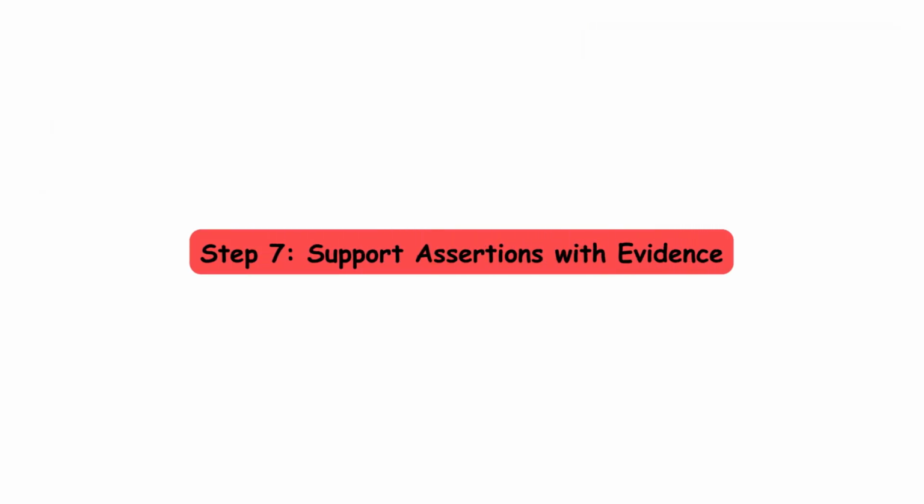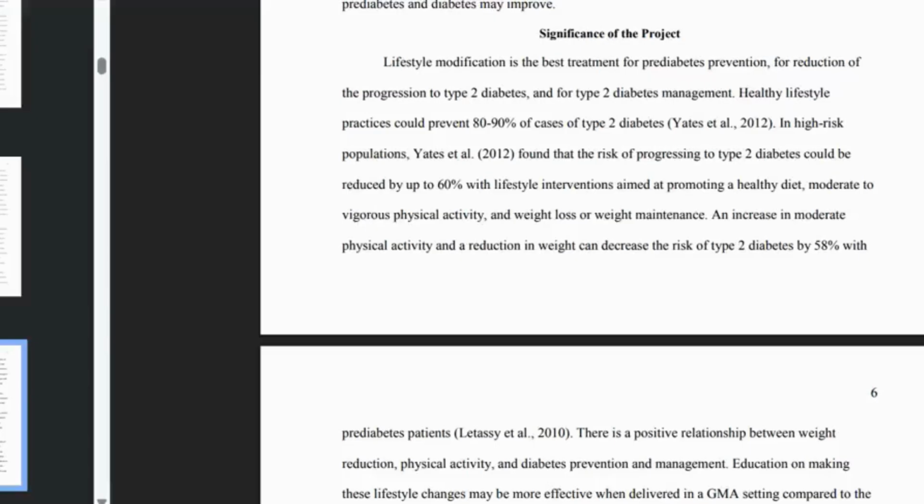Step 7. Support assertions with evidence. Whenever you make a claim about why your study matters, back it up with citations from journal articles, books, or published research. Don't just say your research is important, show proof by referring to credible sources.